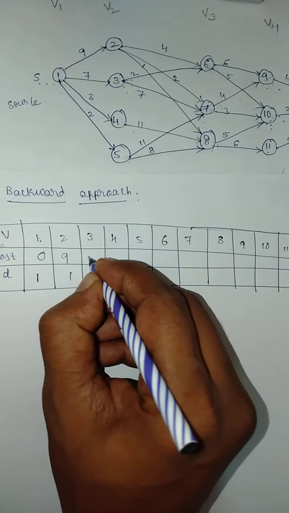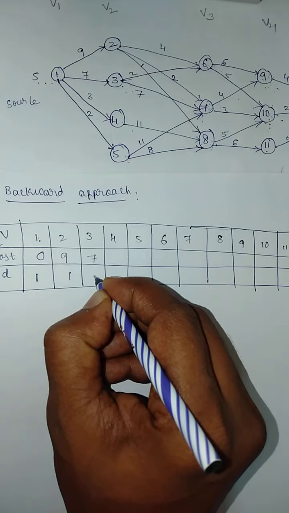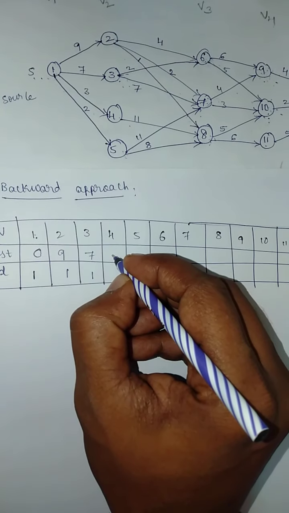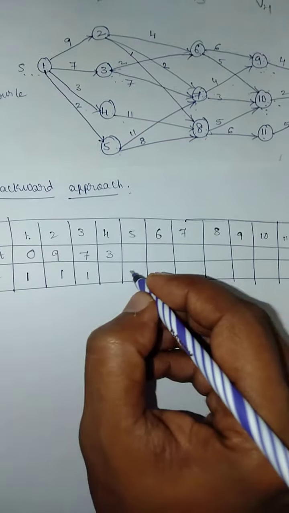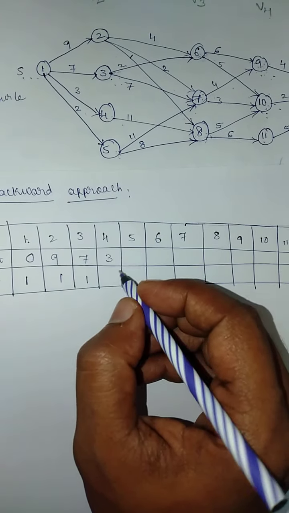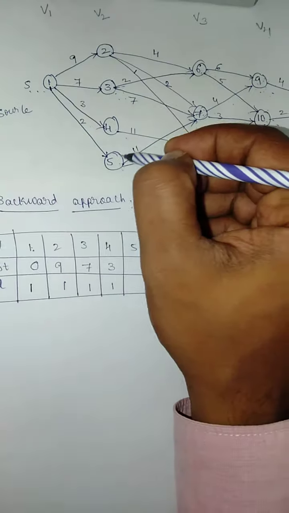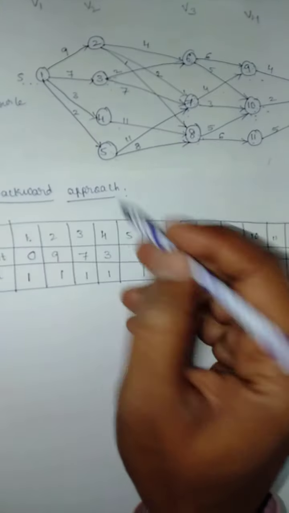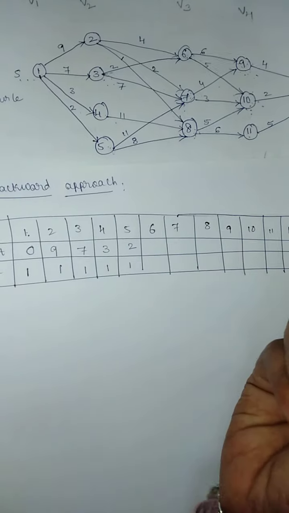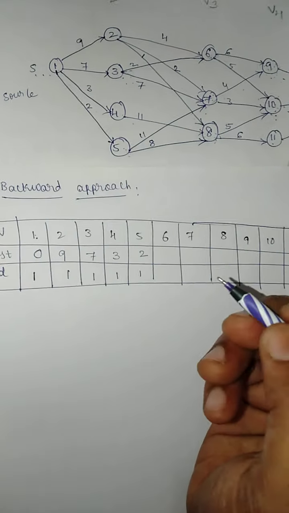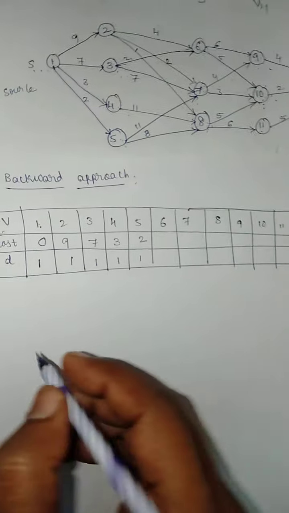Similarly for 3 the cost is 7, previous is node 1. For vertex 4 the cost is 3 and the previous node is 1. For vertex 5 the cost is 2, the previous stage vertex is 1. Done. Next, we shall now look at the third stage.